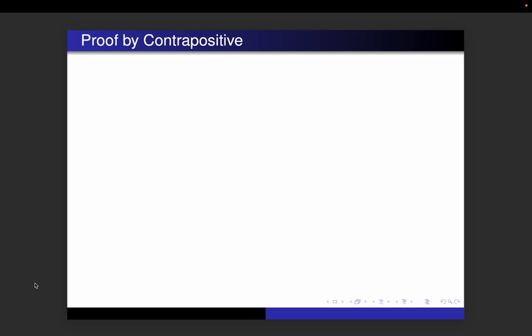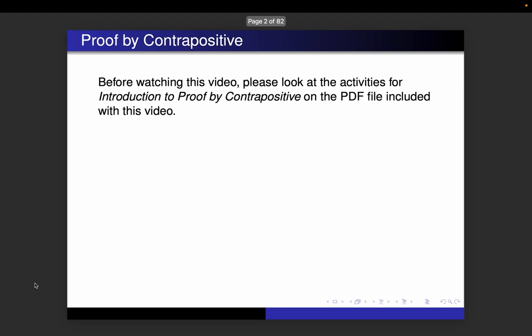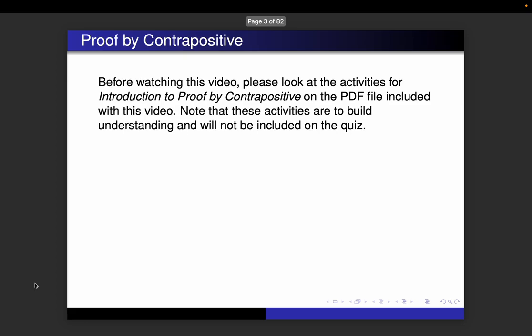The next proof technique we're going to look at is something called proof by contrapositive. Before watching this video, I would encourage you to look at the activities in the file called Introduction to Proof by Contrapositive. It'll give you an introduction to the kind of ideas that we're looking at in this video, hopefully making it a little easier to understand. I want to be clear that those particular problems will not be on the quiz, but they will help you build some understanding.